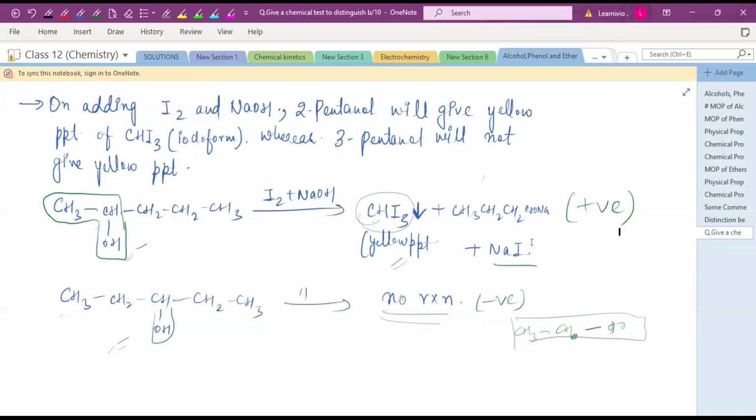Lucas test is for primary, secondary, or tertiary, right? And both are secondary. You can see OH is attached to this carbon, and this carbon is further attached to two groups. It means this is a secondary alcohol. Again, this OH is attached to this carbon, and this carbon is further attached to two groups, so again it is a secondary alcohol. Both the alcohols are secondary, so how can you distinguish between these two by Lucas test? Yes, so you can distinguish between these two by iodoform test. Okay, Ali? Yes, ma'am.